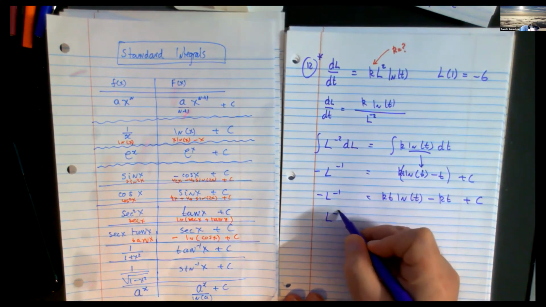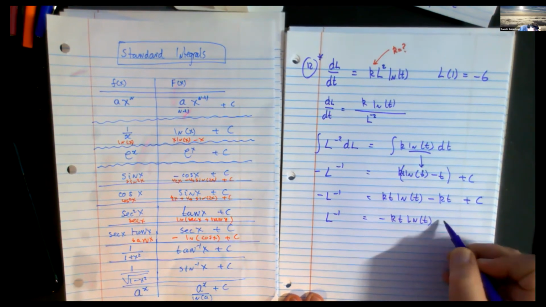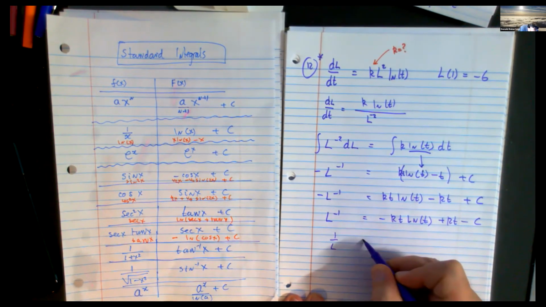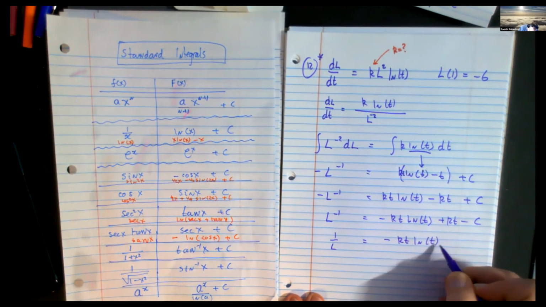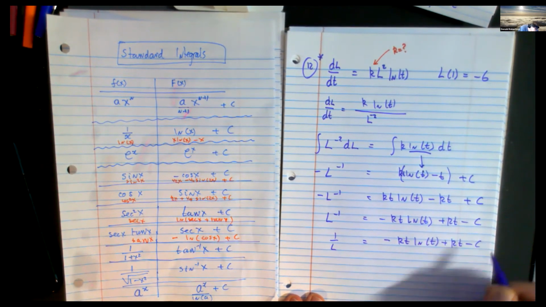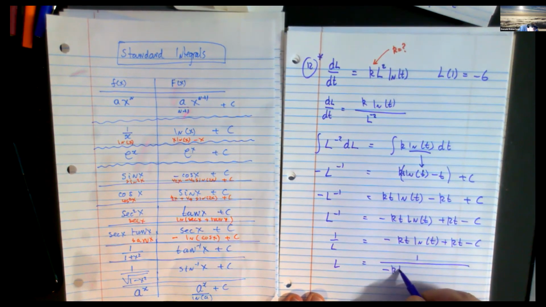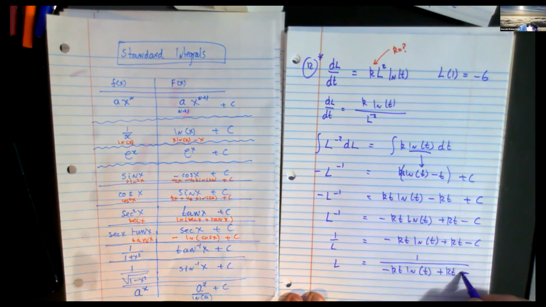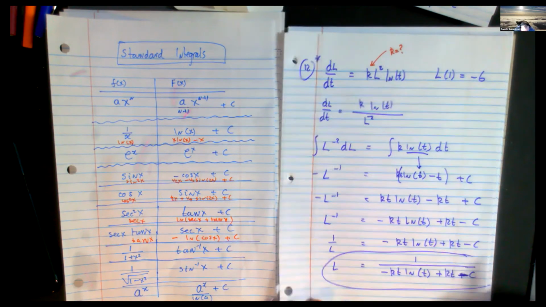Then I'll multiply everybody by -1. I'll rewrite the -1 power as a fraction. And that way it might make it easier to see. Oops, so minus c. And if all they wanted was the general solution, we are done.